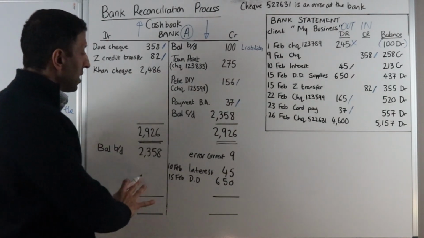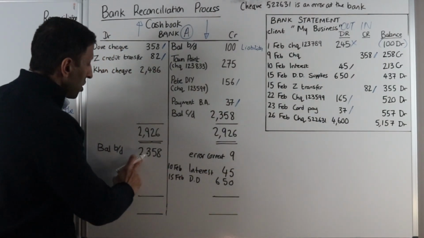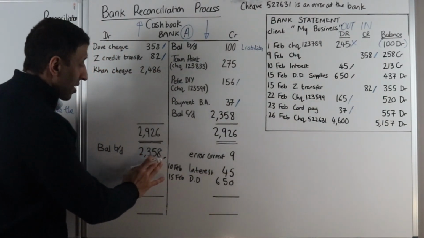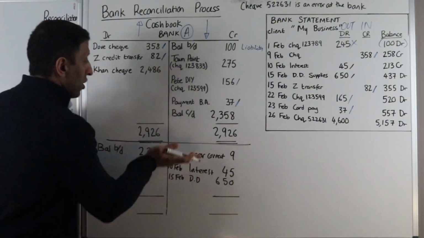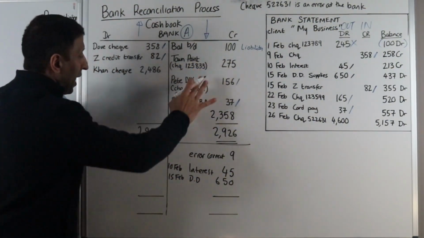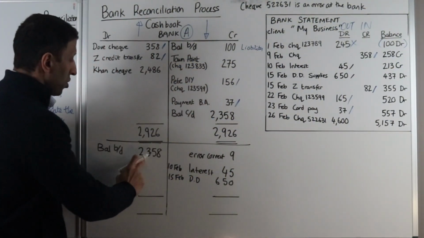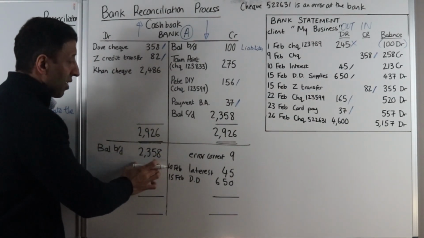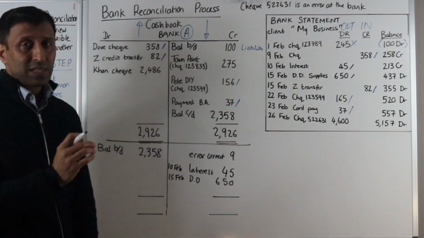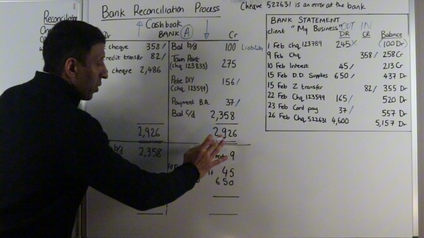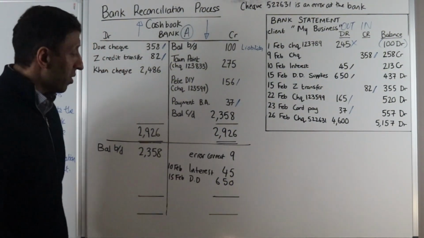So in this case we need to now balance this off. So we have 2,358 starting. So now we can say ignore what happened above, because all of that is rolled into this balance, 2,358. That's our starting figure. That's what we as a business think is in the bank account at the start. We've now updated ourselves with further information.